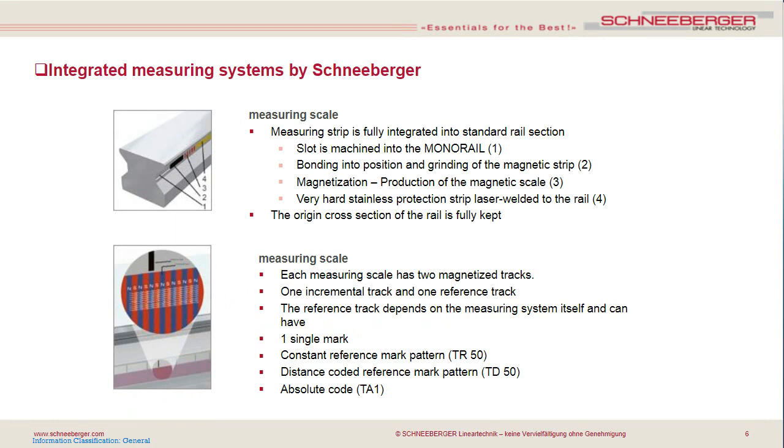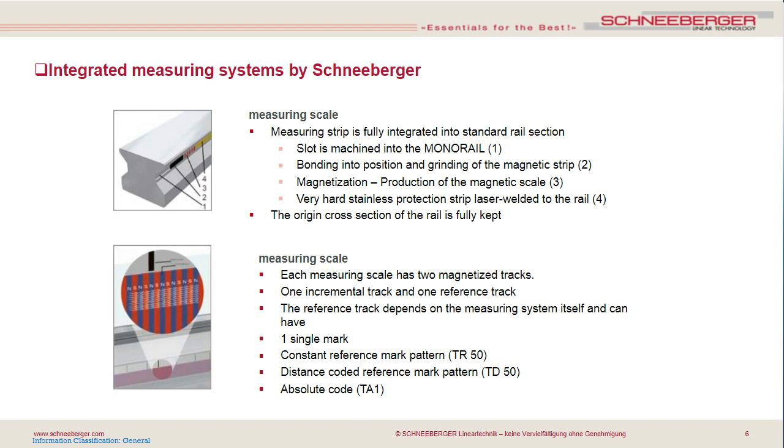The measuring scale. The measuring strip is fully integrated into the standard rail section. A slot is machined into the monorail. The magnetic strip is bonded into position and ground. The magnetization, or production of the magnetic scale, is done. Afterwards, a very hard stainless protection strip is laser welded on top of the scale. The original cross-section of the rail is fully kept.